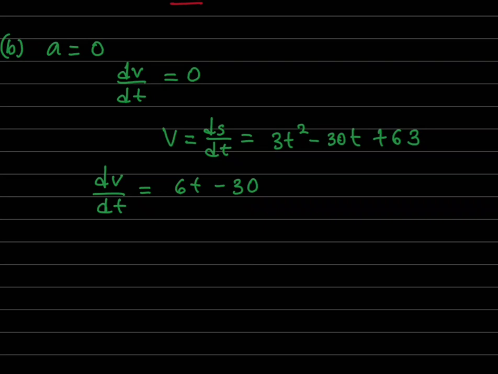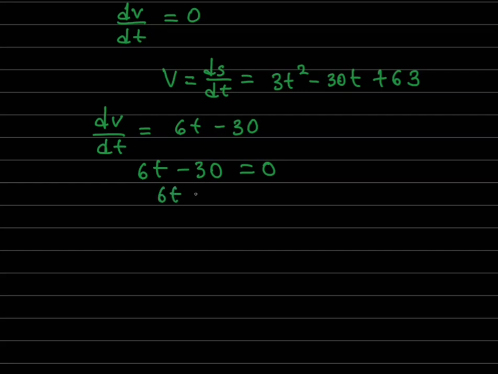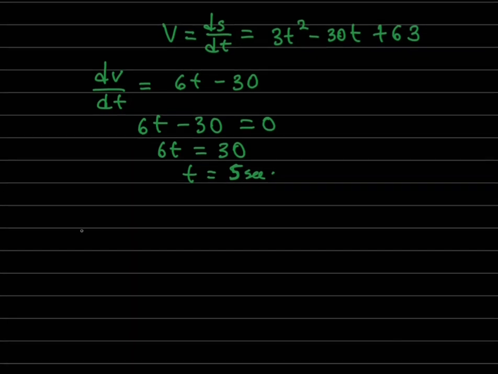All right, now at the point that acceleration is 0, that is dv by dt is 0, we are going to have 6t minus 30 is equal to 0. So therefore 6t is going to give us 30. So t is equal to 5. Okay, 5 seconds. Now what this means is this: the acceleration is only 0 at t is equal to 5. Now we can actually find the velocity at that point. Remember, we said velocity is equal to 3t squared minus 30t plus 63.